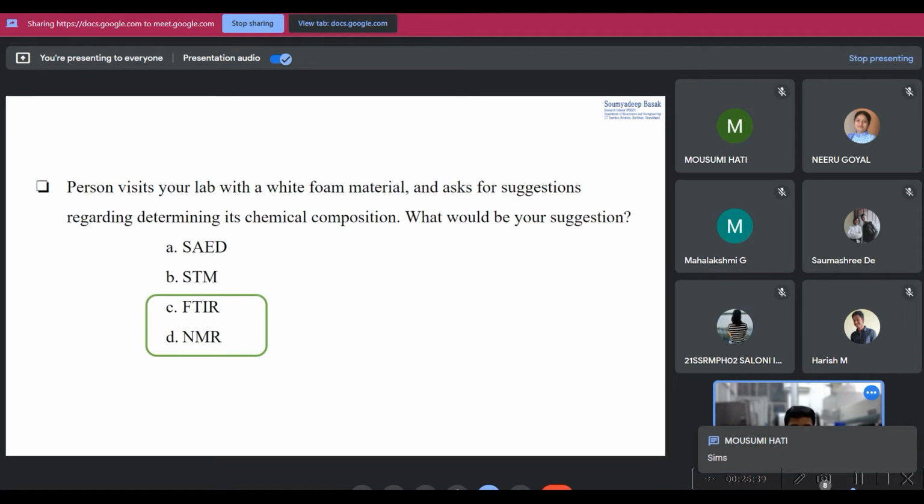XPS, SIMS, yeah, we can do it. Right, so XPS we have studied. XPS is also used for chemical composition determination of the surface. Okay, so these are the techniques.